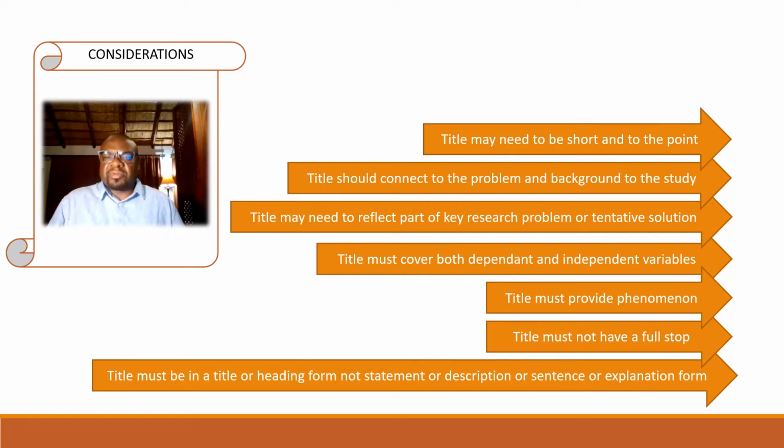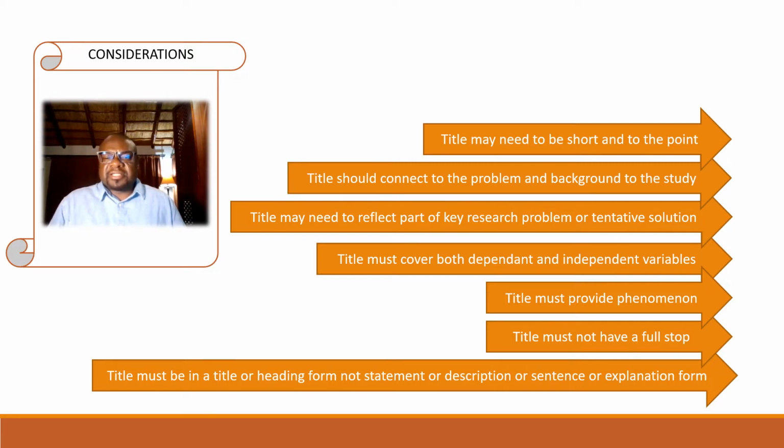And your title must connect to the problem and the background to the study. Otherwise, if it does not connect, it means your study is scattered or haphazard and not focused, or you have more than one study in one, because your background, your title, and even the problem statement are talking different languages altogether. Your title may also need to reflect part of the key research problem and tentative solution. Like I emphasized in the introduction, you need to focus on presenting the context, especially using the two variables, dependent and independent. The title must cover at least both the dependent and independent variables, and you must provide the phenomenon and the context in your title.